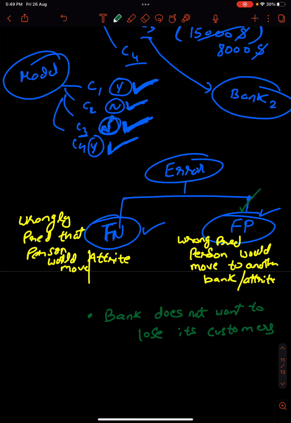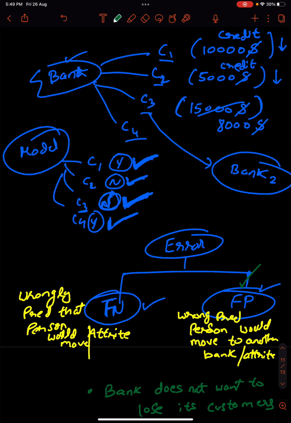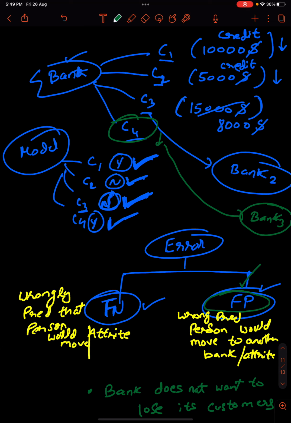This is more critical here, false positive, because if the model is telling, hey, you can actually reduce the credit for this person because he will not go away from your bank, he will still continue to stay with your bank, that's what the model is saying. But actually, if the credit is reduced for this person, he might go away to a different bank. So I don't want this to happen, which means I want to reduce false positives as much as possible. False negative, am I okay with it? I'm not okay with any error, but between these two, this is very critical.